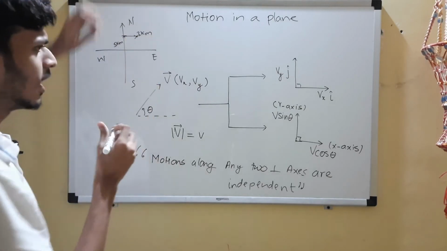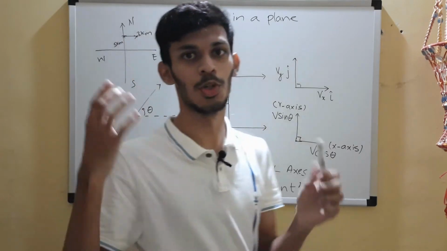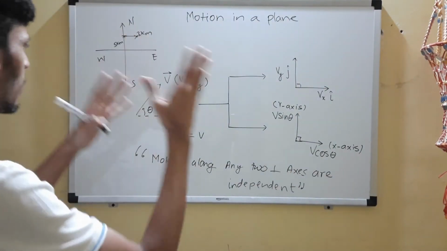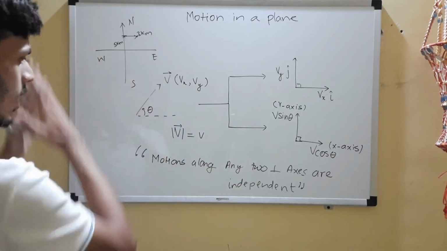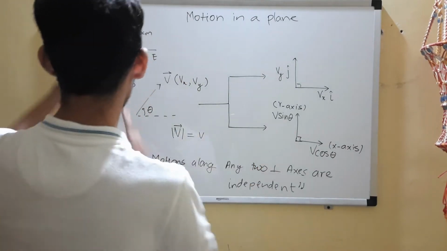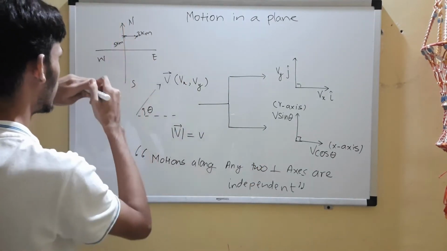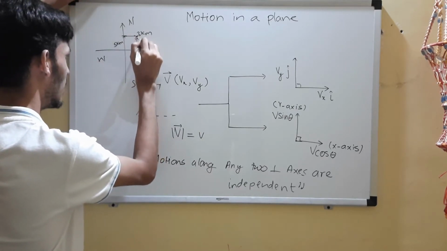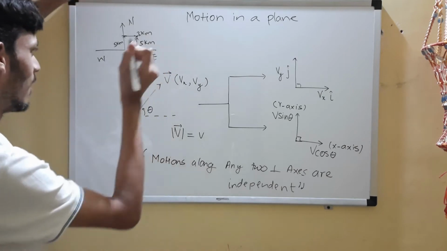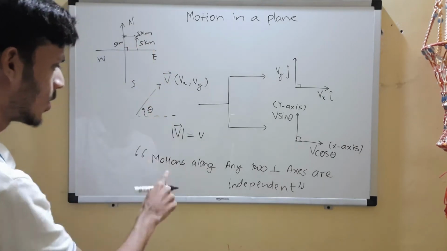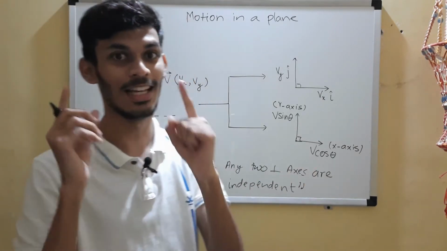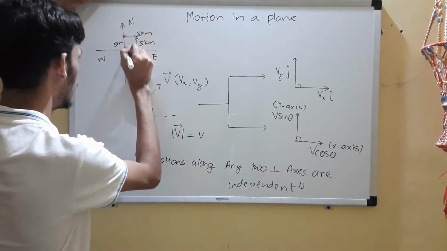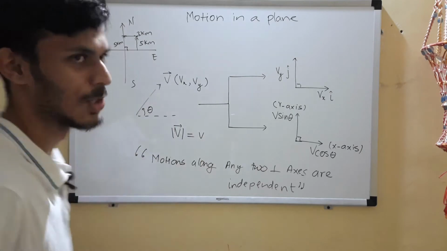Did moving in east affect your motion in the north direction? No, right? You are still at 5 kilometers from the north. Your final position is this. Why did that happen? Because motion along any two perpendicular axes are independent. So the motion in north is independent of the motion in east.